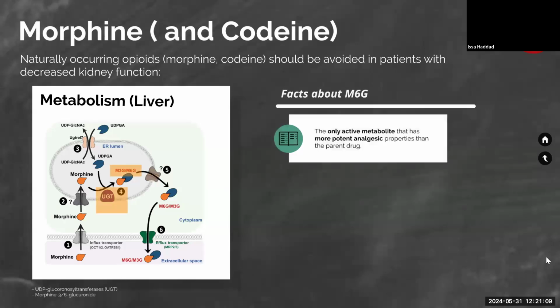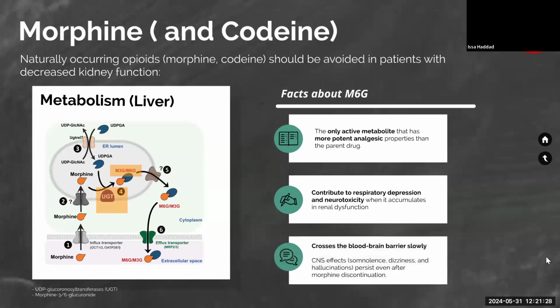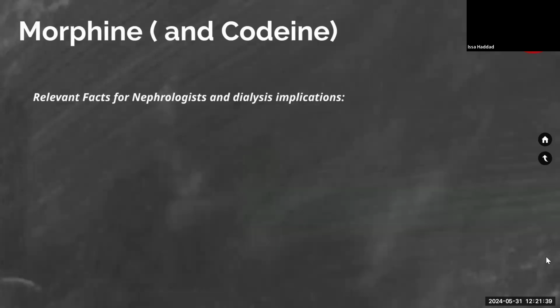Some facts about M6G, which I'm going to concentrate on. It's actually the only active metabolite which has more potent analgesic properties than the parent drug morphine. It does contribute to respiratory depression and neurotoxicity that we fear when we give patients morphine, especially in renal dysfunction. And it does cross the blood-brain barrier slowly, and I'm going to touch base on the next slide and say why this is important for us as nephrology providers.